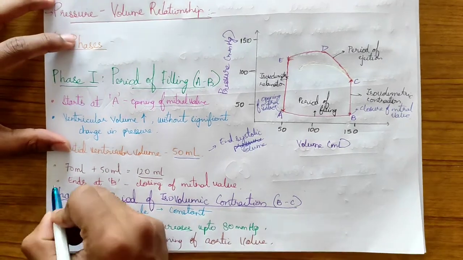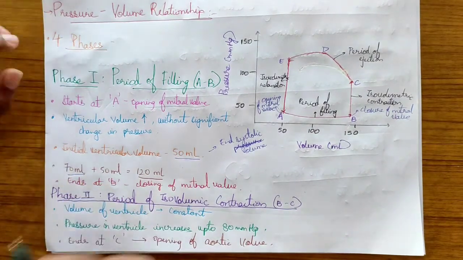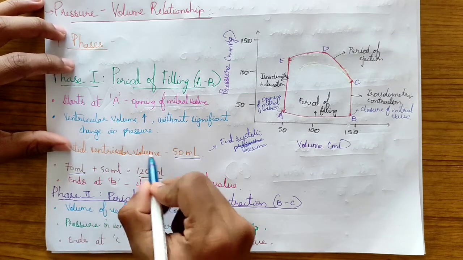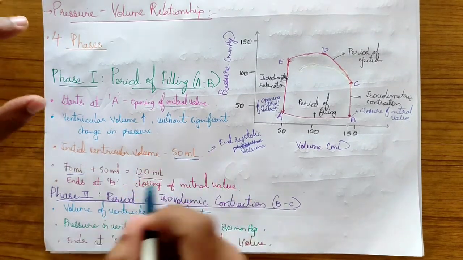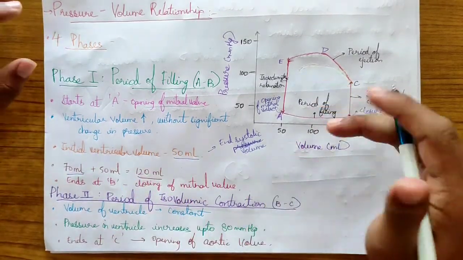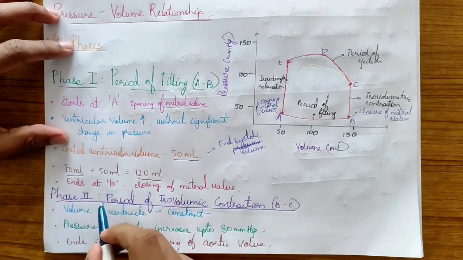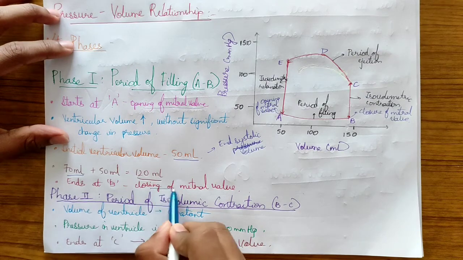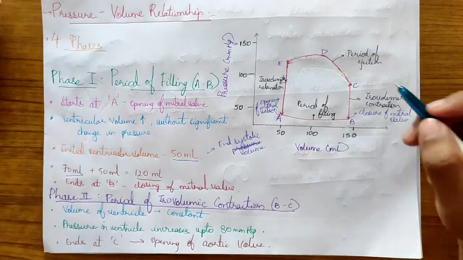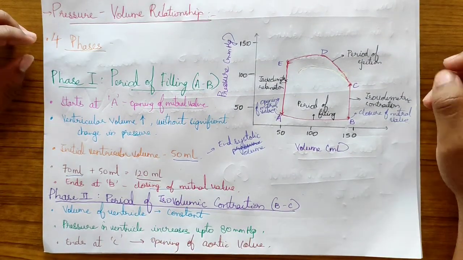So the diastolic filling happens for 70 ml. 70 ml plus 50 ml gives 120 ml in total. So 120 ml is filled in the ventricles. The graph moves here and ends at point B, that is the closing of the mitral valve. So there is no significant change in the pressure here.